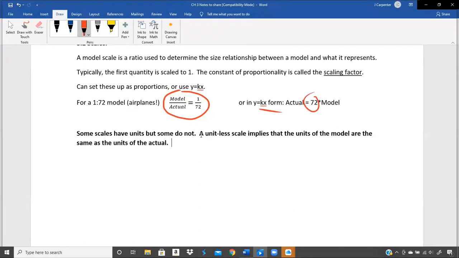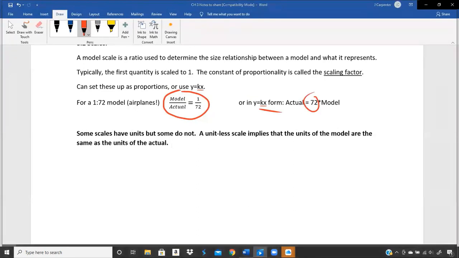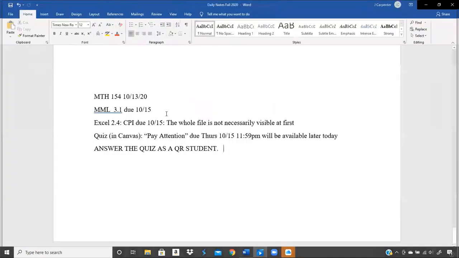So that is 3.2. We are not done for the day, but we can go ahead and say that 3.2 my math lab is going to be due a week from today, which today is the 13th, so that's the 20th.